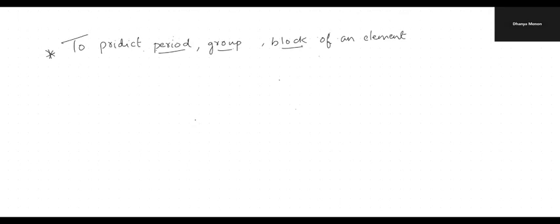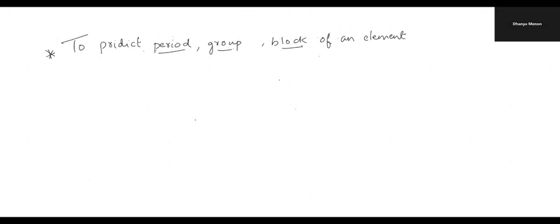Okay, so today we will learn how to predict the period, group and block of an element. In the last video we learned about some features of the small history of the periodic table, how it was the work of so many scientists, and how elements are arranged in increasing order of atomic numbers. In today's video we will be learning, if an element is given and we know the atomic number, how to predict the period number, group number and block of an element. And this is a very important question from the point of view of a competitive exam.